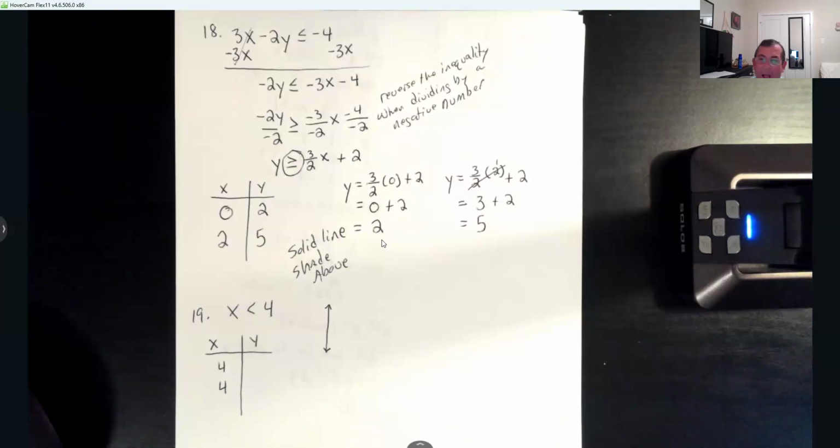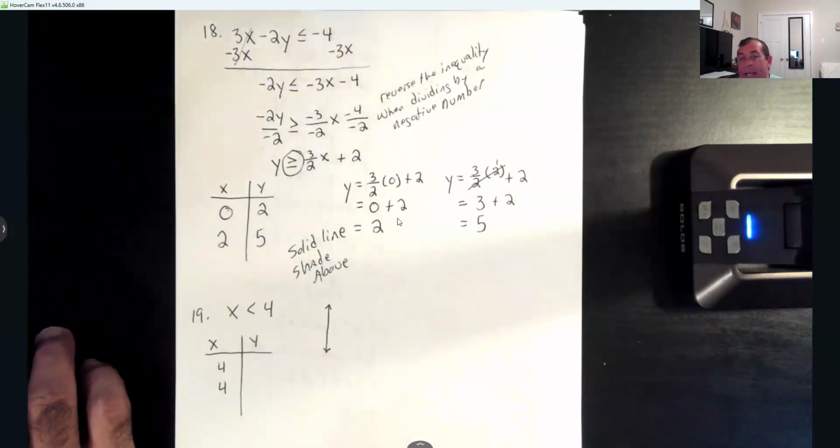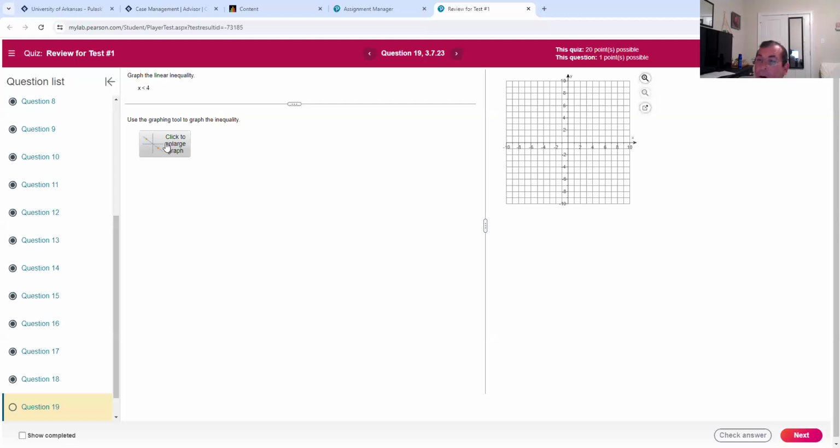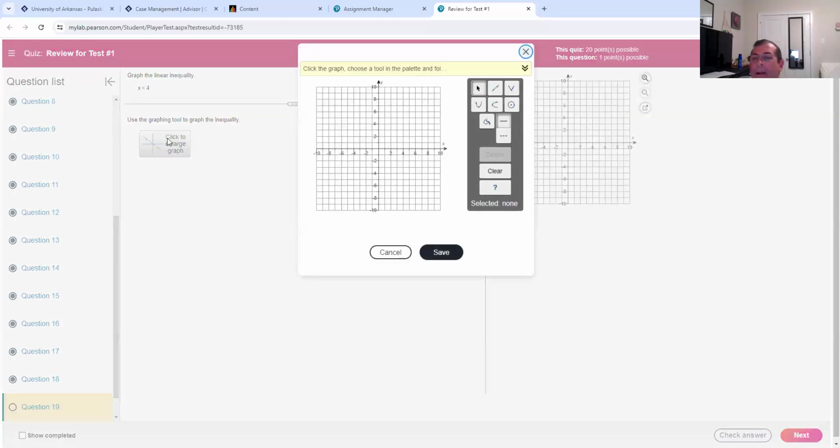So remember, when x's, they make vertical lines. Okay, so since I know every x value has to be 4, I'm going to go to MathLab and actually graph this. So I'm going to click to enlarge my graph. But y'all, the trick is, y'all see that that's a less than. That don't have an equals under it. So since it's a less than only, it's got to be a dash line. So you got to click the dash line over here. You see the paint can? To the right of the paint can is the solid line. Right under that is your dash line, okay?